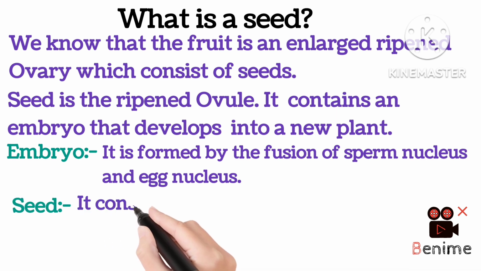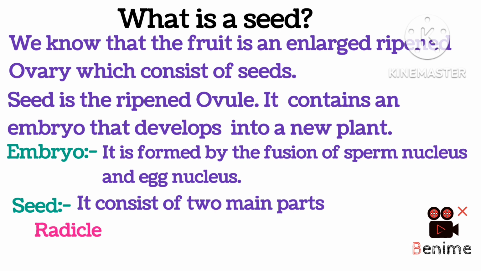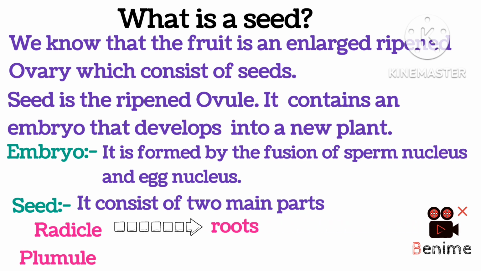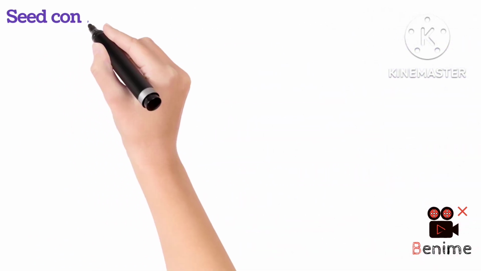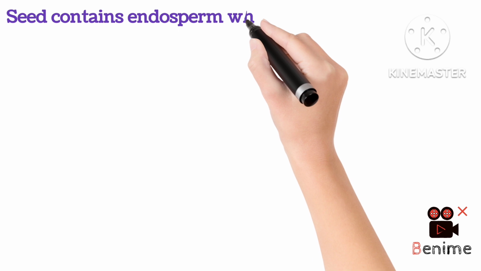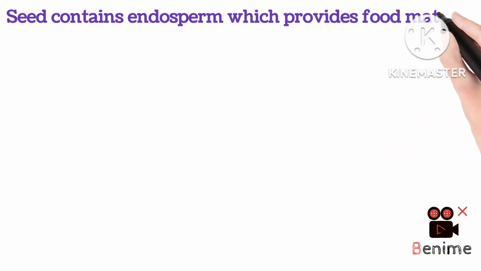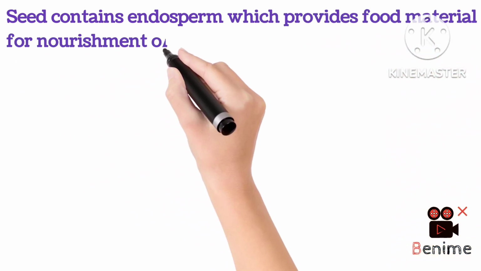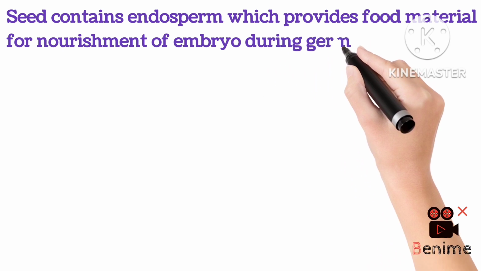Seed consists of two main parts, radicle, which develops into roots, and plumule, which develops into shoots, that is stem, leaf, flower, etc. Seed contains endosperm which provides food material for nourishment of embryo during germination.